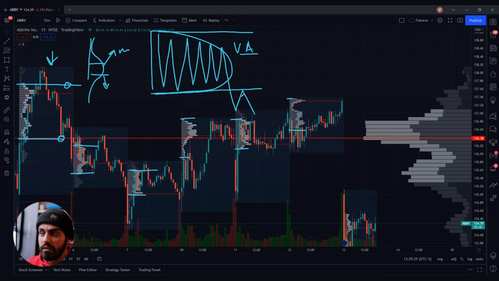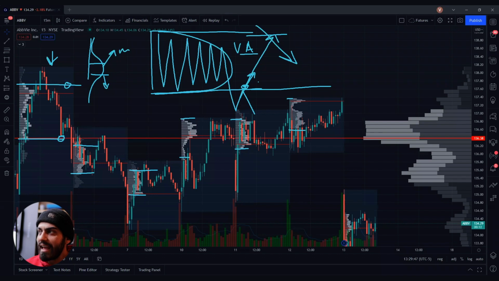Should this fail, when we move back into balance from the downside, the target is going to be the top end of the balance, right? Same thing. If we move in from the upside, the target is going to be the bottom end of this balance. So keep that in mind as you look at the volume profile.